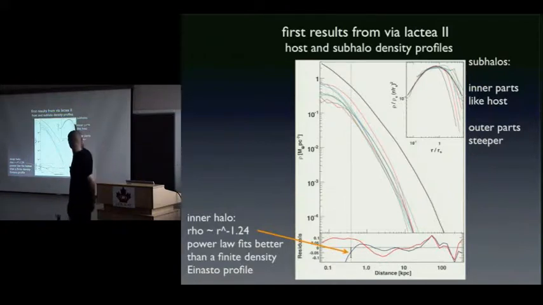And the subhalos, of course, are not that well resolved, but so far, if we rescale them to RS, the scale radius, they seem to be similar in the inner part with roughly the same amount of scatter, similar to the host halo. And they're, of course, modified by tidal interactions in the outer part, which makes them a bit steeper.